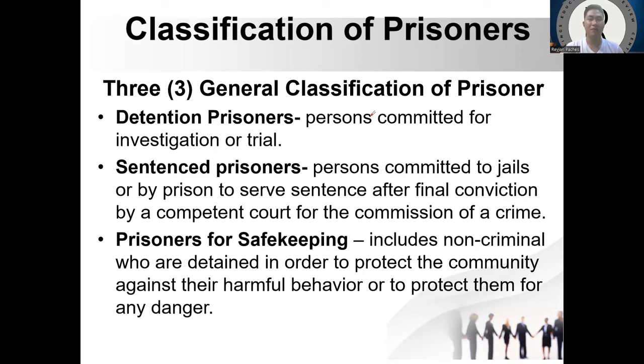Ibig sabihin, mayroon nang final judgment or final verdict na binigay yung competent court kasi nga nagkasala siya. So yan yung mga sentence prisoners natin. Then we have the prisoners for safekeeping.